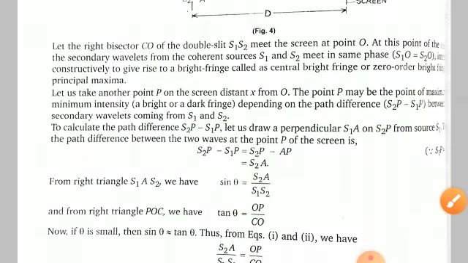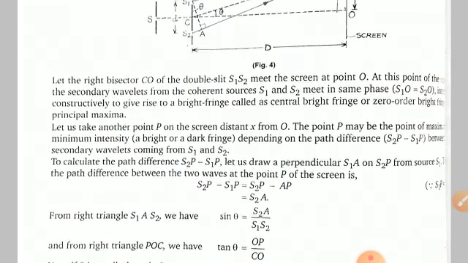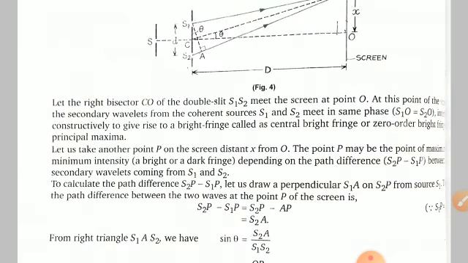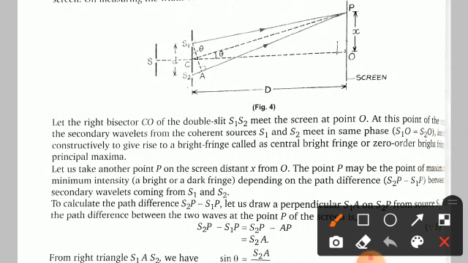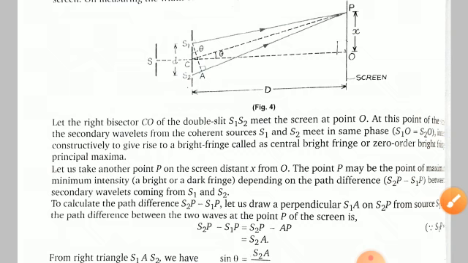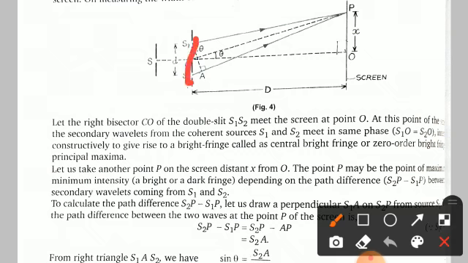From the source S1, the path difference between the two waves at the point P of the screen is how much? S2P minus S1P is equal to S2P minus AP. You can see here this is the path difference from A to P, or you can write it as S2A. From the right angle triangle S1, S2 and A, this is the smallest triangle forming a right angle.